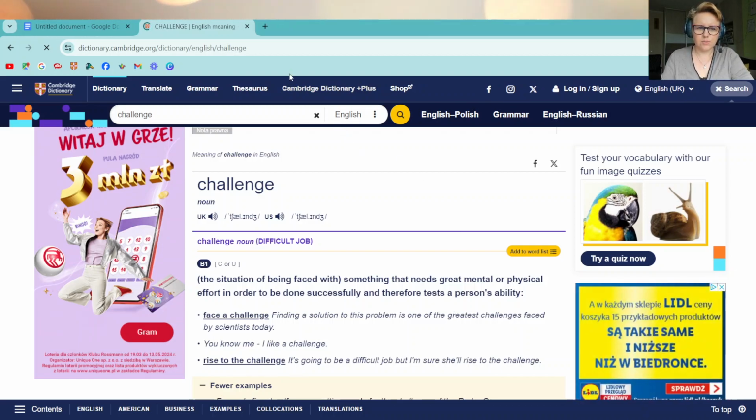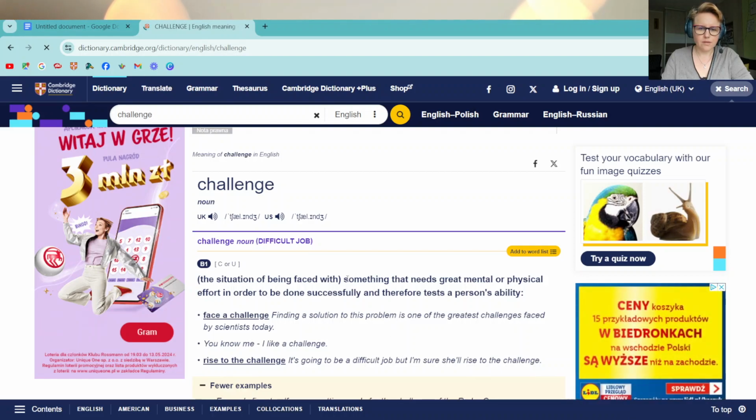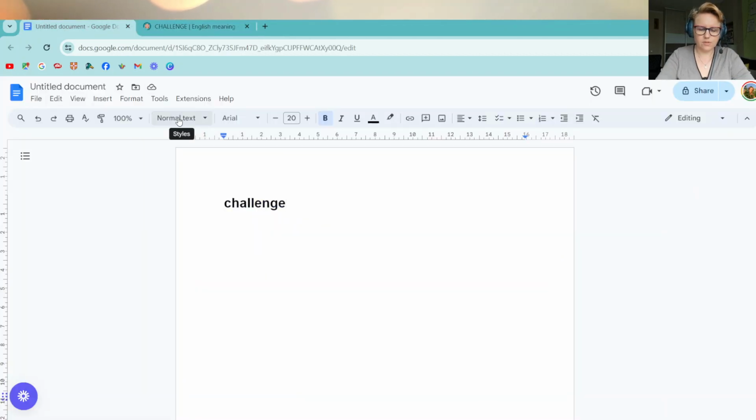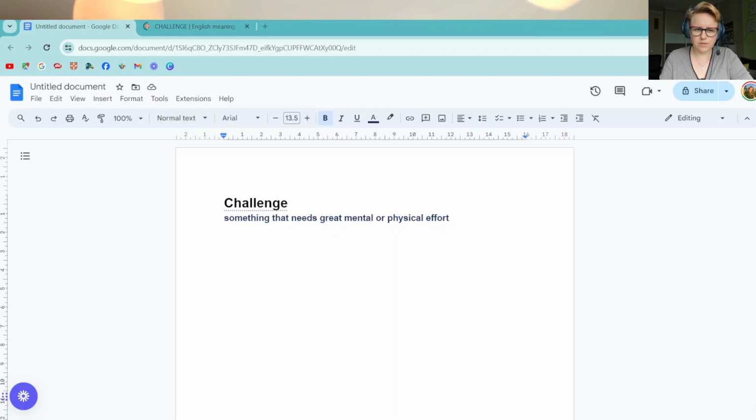Test a person's ability. So, okay, let's maybe just copy this short definition here. Something that needs great mental or physical effort. I chose the word difficult not without a reason, because difficult is also something connected with the challenge. If something is challenging, it's very, very difficult. So challenge is something that usually is somewhere beyond your abilities, or on the limit of your abilities. Yes, that it needs great mental or physical effort to do.